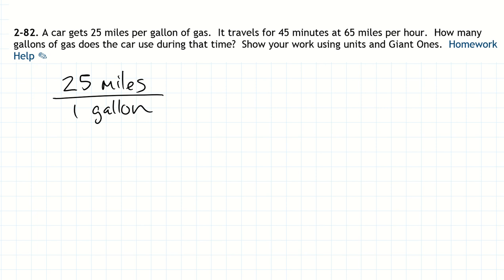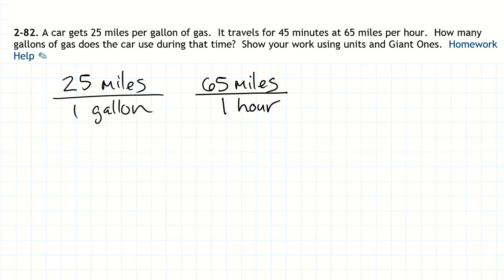The next thing it says is it travels for 45 minutes. That doesn't sound like a rate. It travels at 65 miles per hour. Okay, that is a rate, right? So there's another rate here, 65 miles per 1 hour. So I've got two rates that are given to me in the problem. One is 25 miles per gallon. The other one is 65 miles per hour.